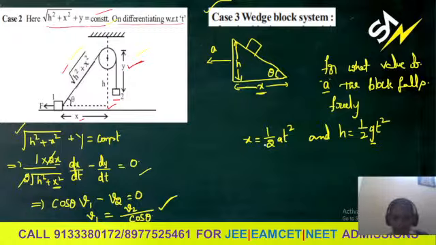Now we need to find the value of that A, which is the acceleration of the wedge for which the block falls freely. So from the above two equations, x and h, divide them. X by h gives you, half t square will be cancelled, it is equal to A by g.